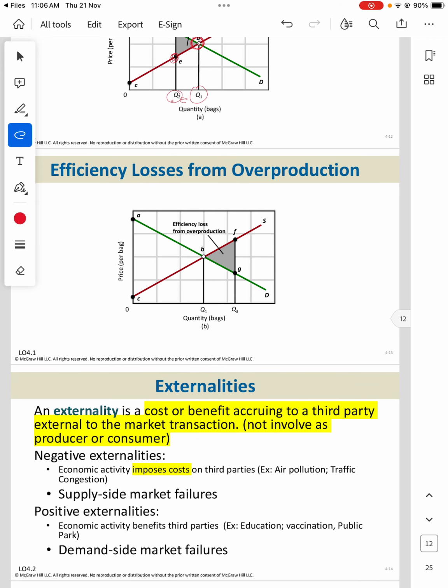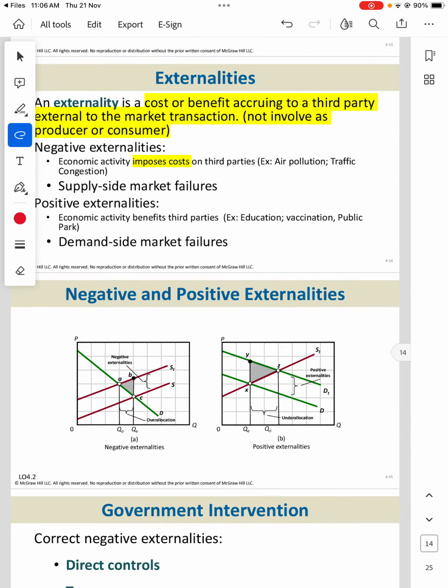What happens with overproduction? We need only this value Q1, but we produce at Q3. So this is called overproduction.